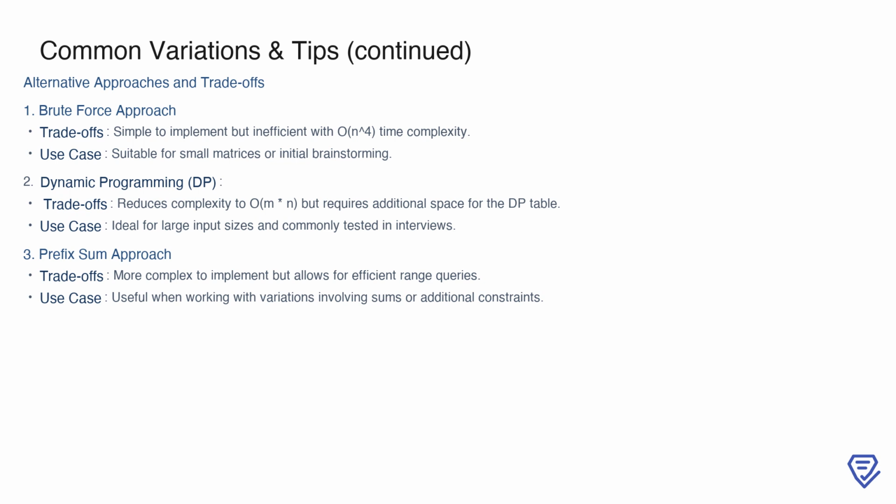Dynamic programming, on the other hand, is a more efficient approach, reducing the time complexity to m*n. Although it requires additional space to store the DP table, it's well suited for larger input sizes and is a technique commonly tested in interviews. Finally, the prefix sum approach offers even more efficiency for specific variations, such as those involving sum calculations. While it's more complex to implement, it allows for fast range queries, making it a valuable tool when additional constraints or optimizations are needed. Understanding when to use each approach and the trade-offs involved will help you adapt your solution to different scenarios and perform well in both coding challenges and interviews.